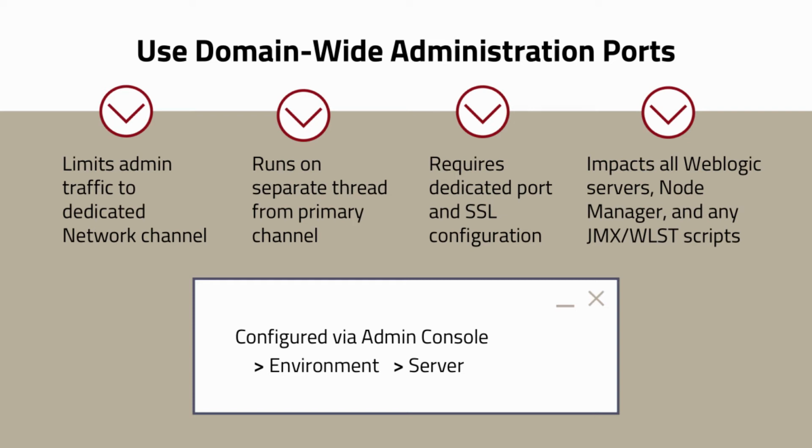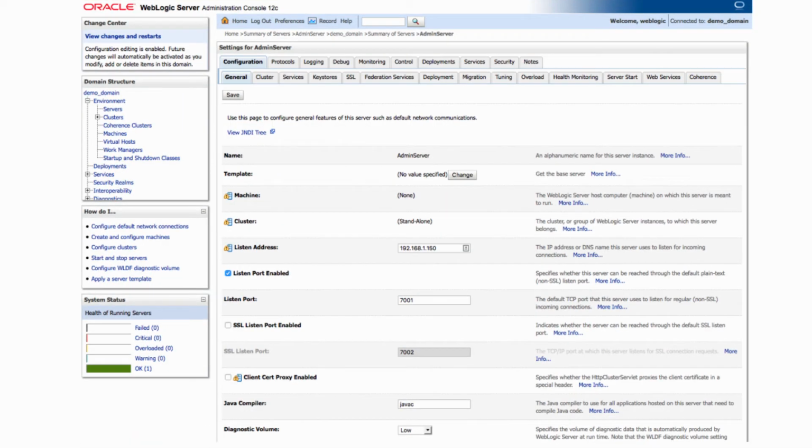By default, when you enable domain-wide admin port, it will configure the same admin port number for all your WebLogic server instances. Obviously, if you have multiple WebLogic server instances on a single VM, you're going to have port conflicts. Well, you can override the admin port on a server-by-server basis via the admin console. And so here's a screenshot of where this gets set.